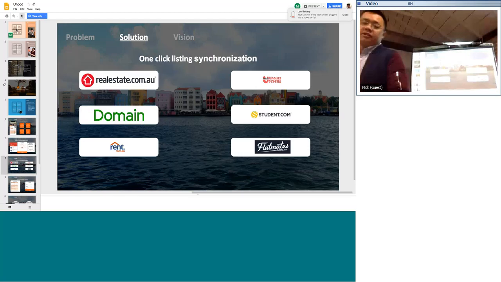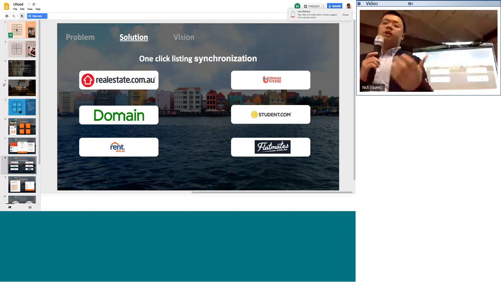Also, we're utilizing one-click listing synchronization. So once you have the property in YouFood, this information can be broadcast to different kinds of rental platforms. So it's easier for your property to be discovered.